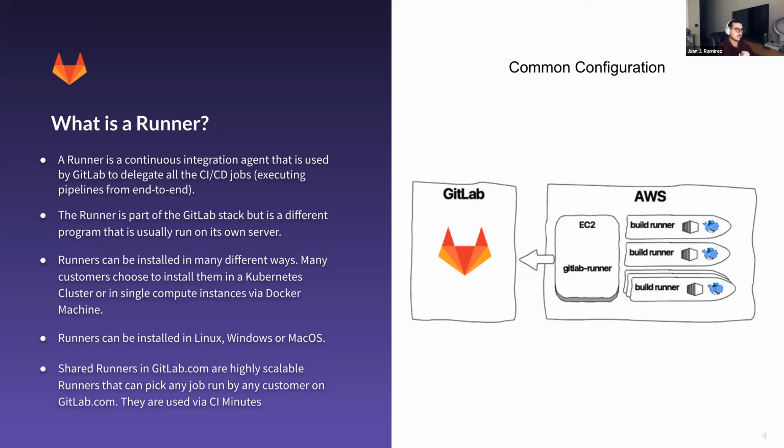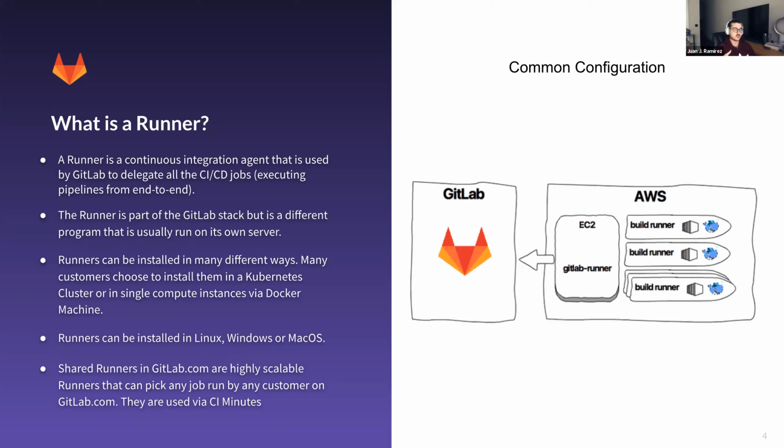So a runner is a continuous integration agent, right? It's an agent, a program that is used by GitLab to delegate all the CI/CD jobs that are running in GitLab. Basically their job is to execute those pipelines from end to end. So someone goes and creates this set of instructions. Those instructions are executed by the runner. They are not executed by GitLab. GitLab itself doesn't have anything to do with that. That's just a job for the GitLab runner.